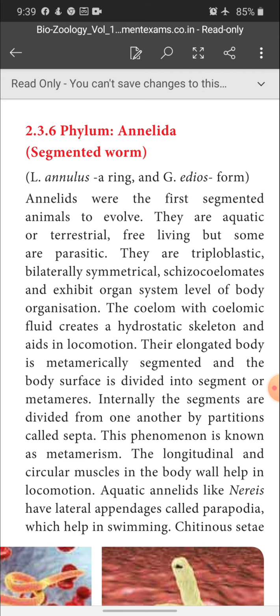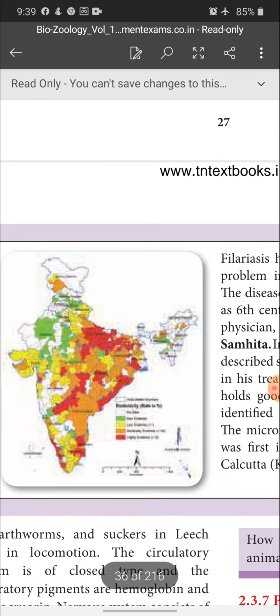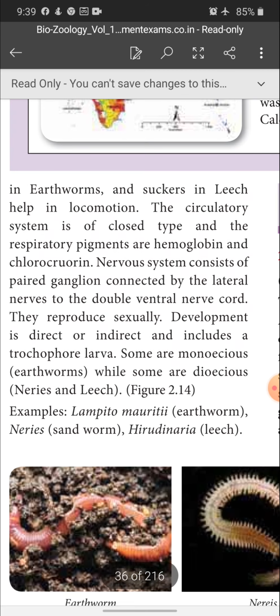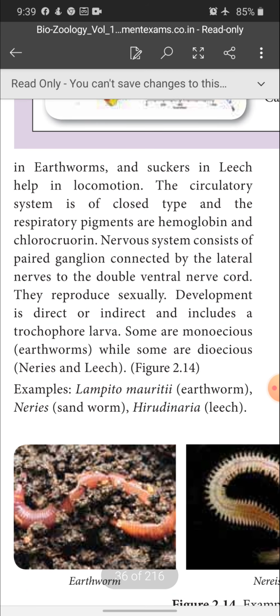Next one is chitinous setae in earthworm, and suckers in leech help in the locomotion. So, here we have to see three types of locomotory structures. One is parapodia in Nereis, setae in earthworm, suckers in leech, which are the locomotory structures for the locomotion.